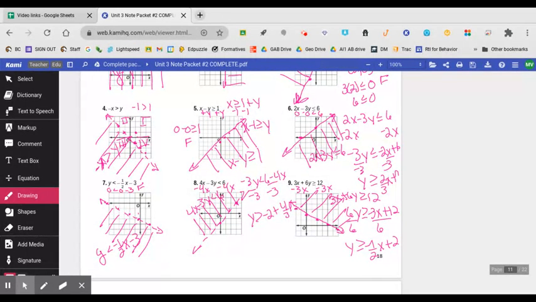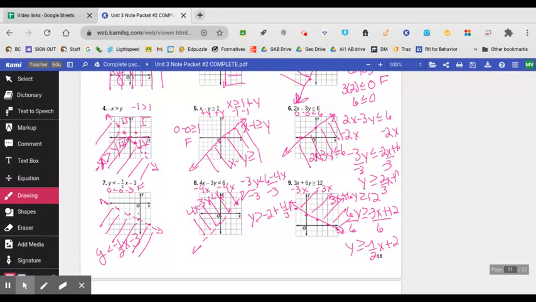Number 6, when I solved that for y, I got y is greater than or equal to 2/3 x plus 2. So that has a y-intercept of 2 and a slope of 2/3, and I shaded towards the origin. Number 7 has a y-intercept of -3 and a slope of -1/2, and I shaded away from the origin, and it's a dotted line.